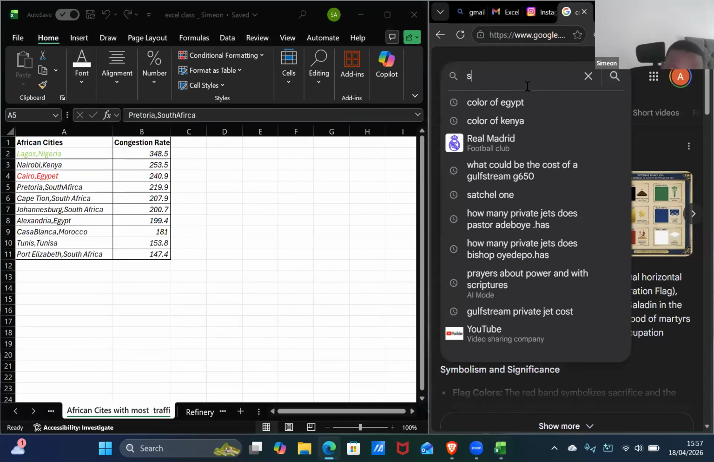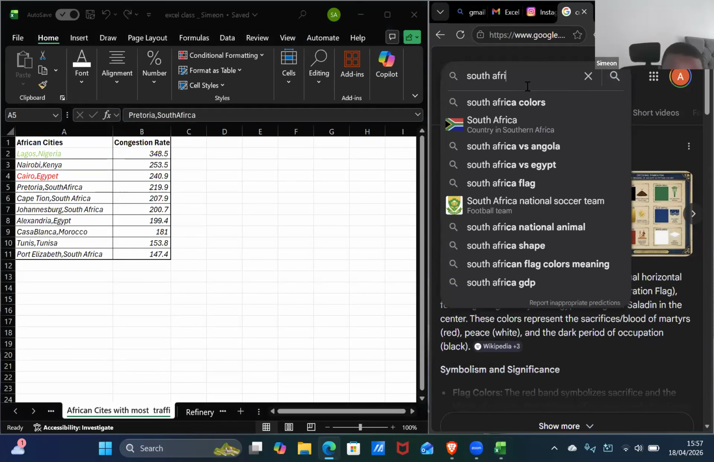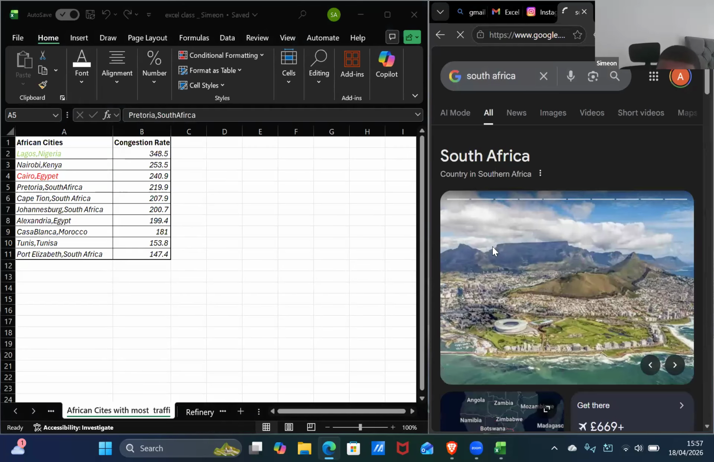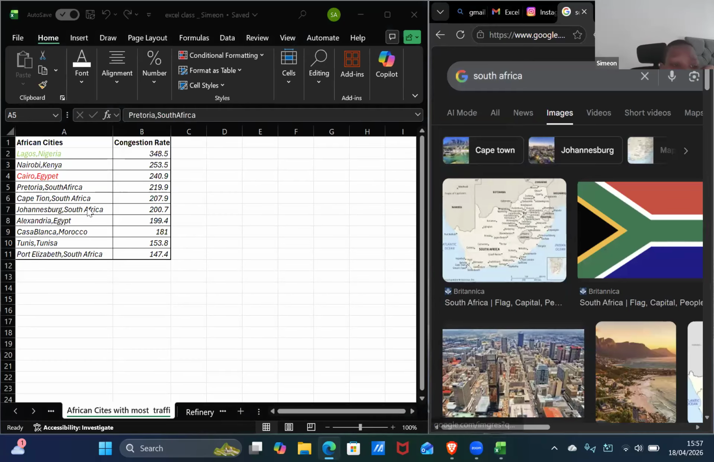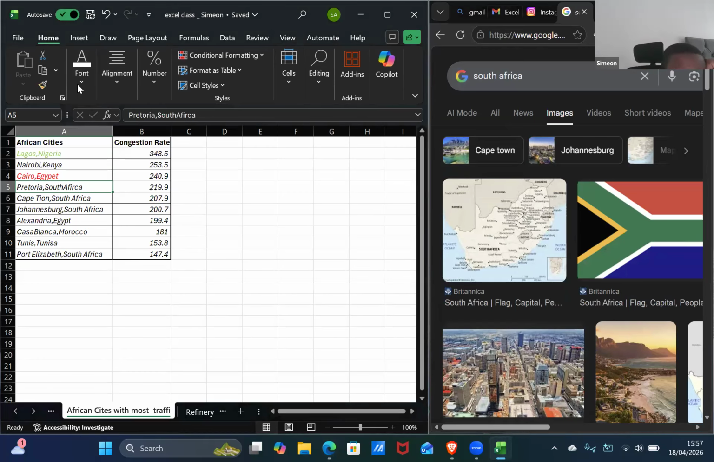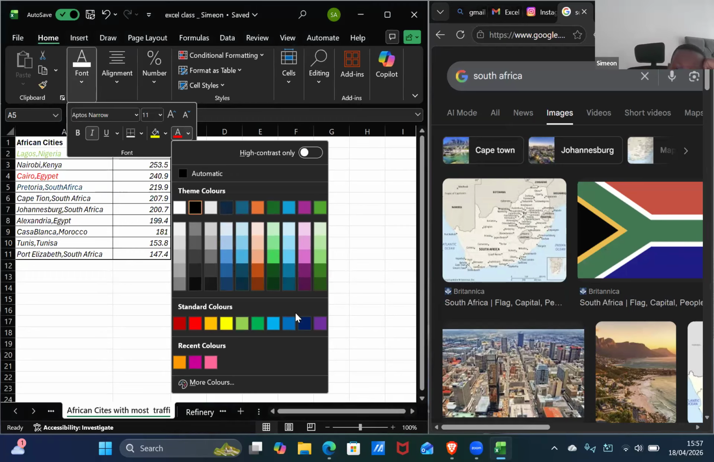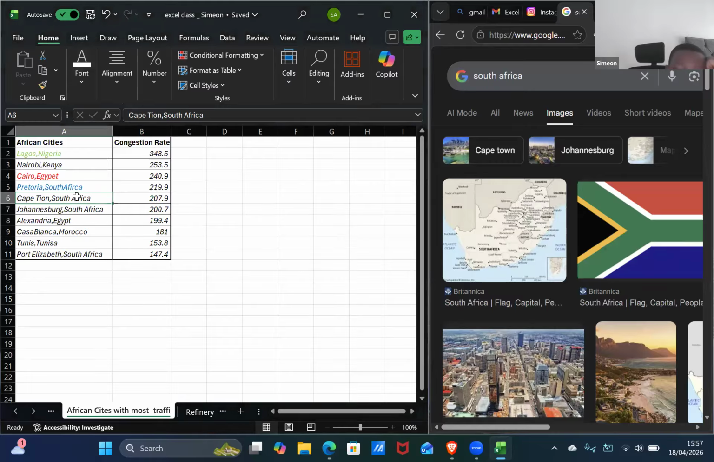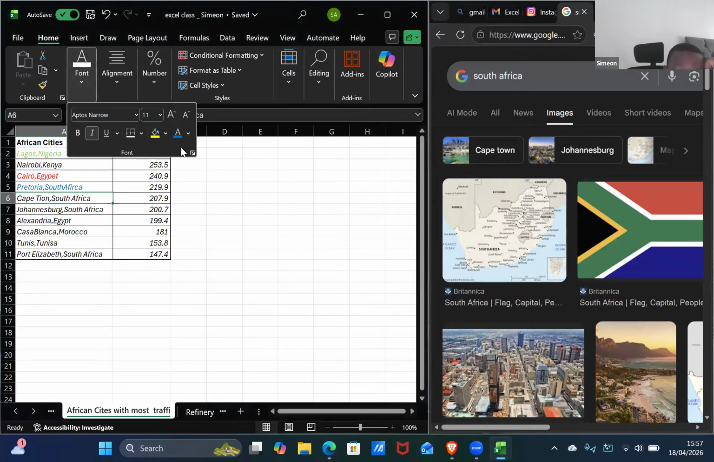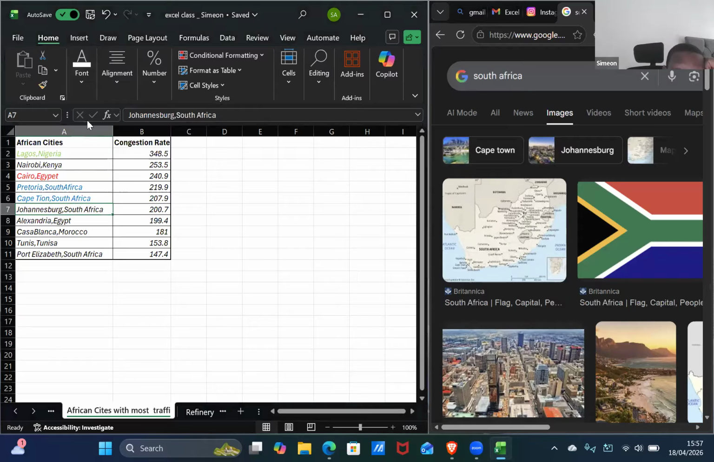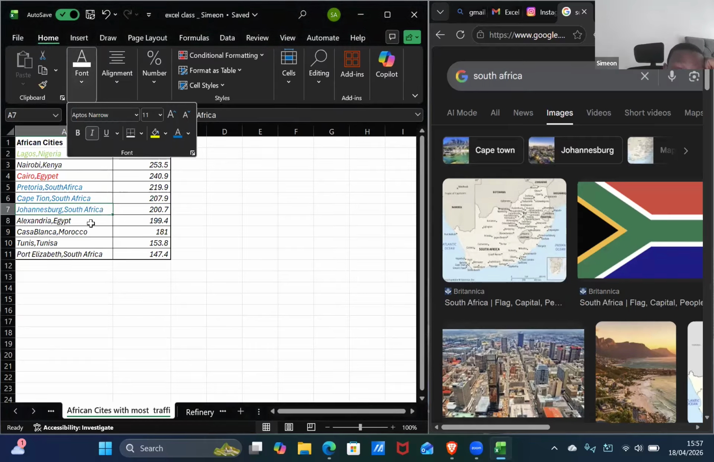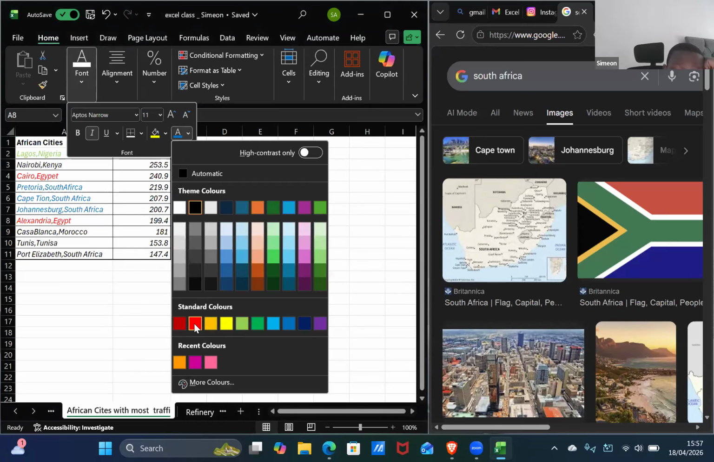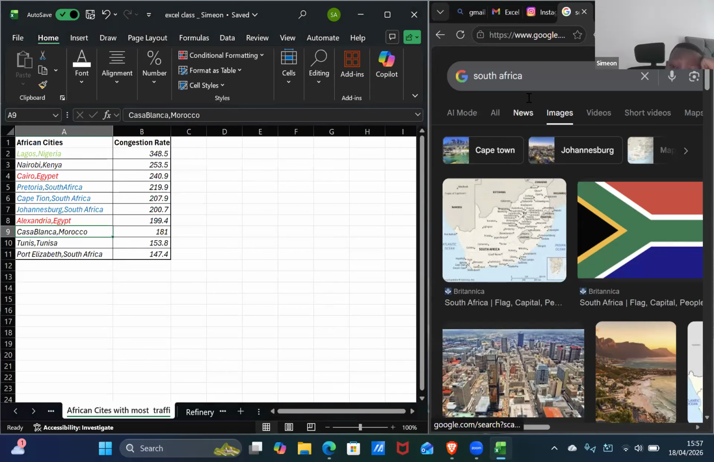And South Africa. Oh, see, blue, dark blue. So just then for South Africa again. Then for South Africa again, Simeon. And then Egypt, the red. And then for Morocco, Morocco is also red.